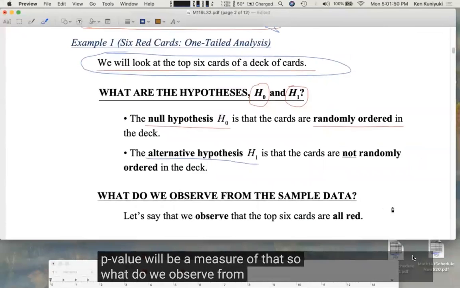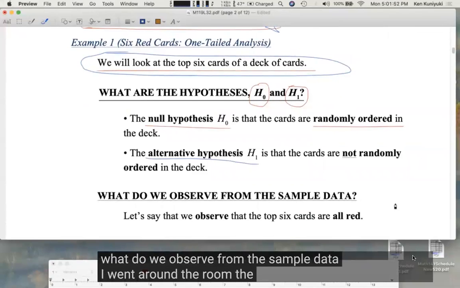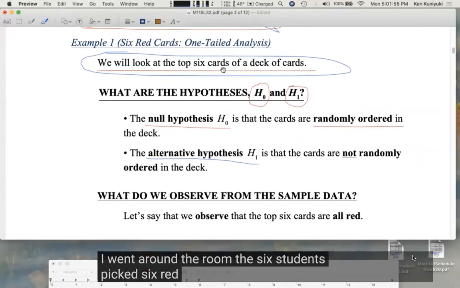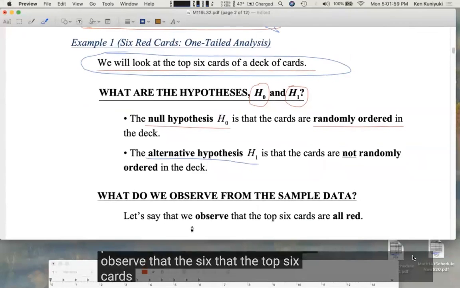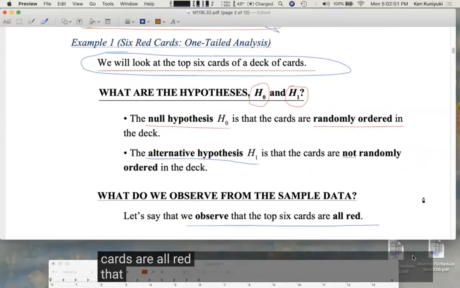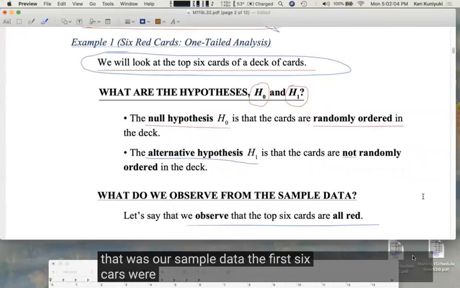So what do we observe from the sample data? I went around the room. The 6 students picked 6 red cards from the deck. We observed that the top 6 cards are all red. That was our sample data. The first 6 cards were all red.